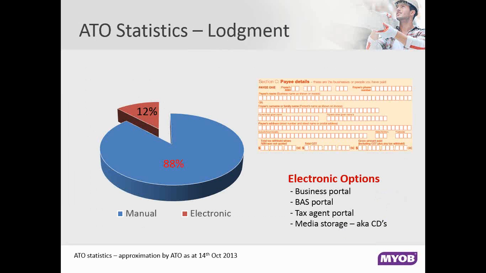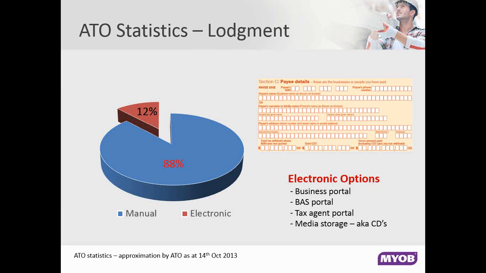Okay, ATO statistics, so lodgement. A scary 88% of people who completed a taxable payments annual report this year did it manually. That figure has not upset the ATO, but they're not really impressed. They expected a higher electronic figure. And what it means for building companies out there, or people in the building industry, is they're taking a very long time to complete taxable payments.